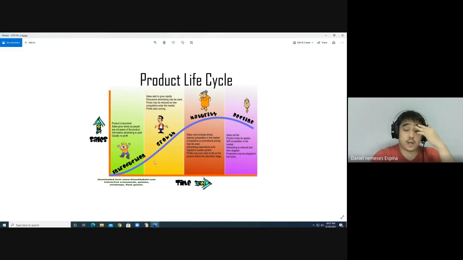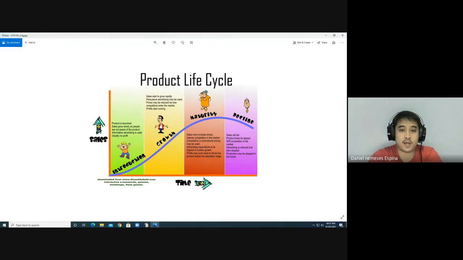And then if the market is already aware of the product, then the sales start to grow rapidly. So the advertising that will be used would be the persuasive, so persuading the market to buy your product instead of your competitors. Prices may be reduced, so to attract more consumers, and the profits start coming. So this classification falls under the growth stage.